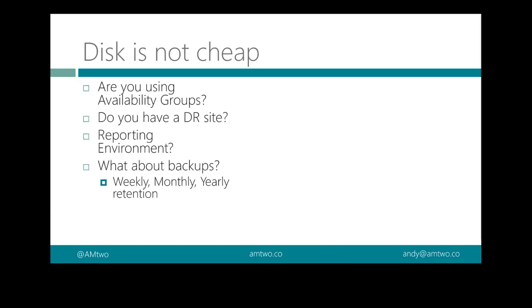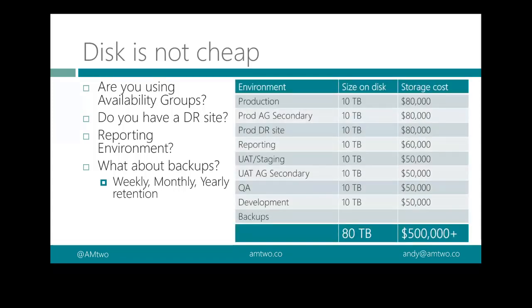So then you also have to think about availability groups. Your 10 terabyte database might not just be 10 terabytes. You've got a secondary server. You might have a DR site, copying it to a reporting environment. Backups take up space. If you compress the data, the backups will be smaller because the database is smaller. Your small 10 terabyte database might have a $500,000 storage requirement for it.